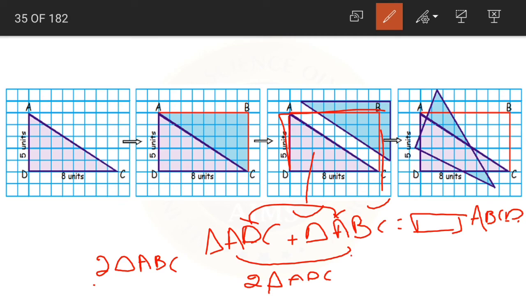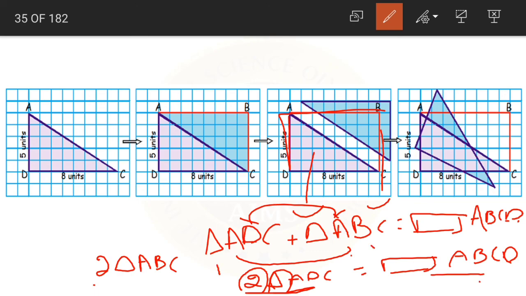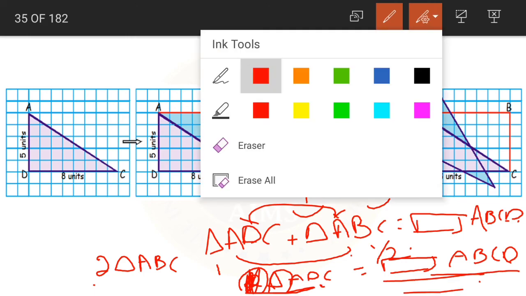The both triangles are overlapping each other. So both the triangles are same. 2 into triangle ADC is equal to our rectangle ABCD. But we do not want the area of two triangles. We want only the area of a single triangle. So when 2 is equal to 1, then 1 will be equal to half. Area of one triangle ADC is equal to half of the area of rectangle ABCD.